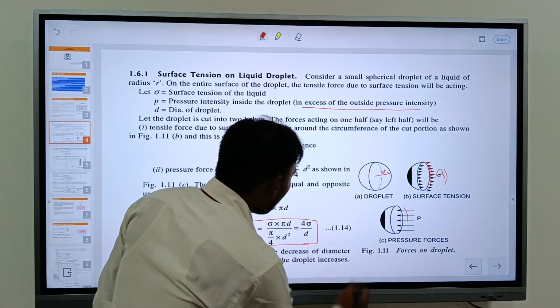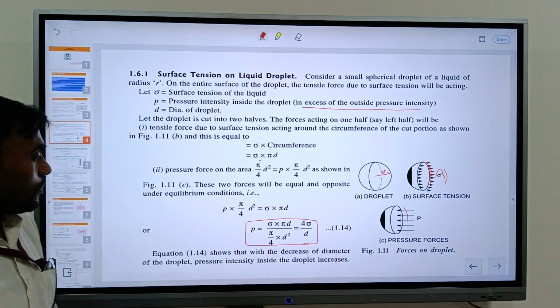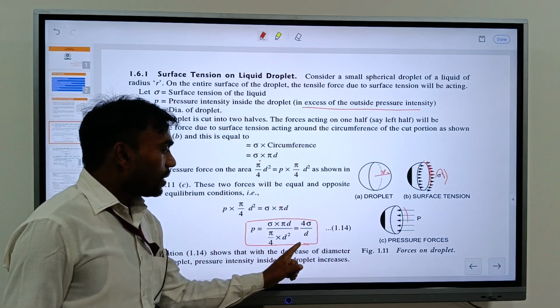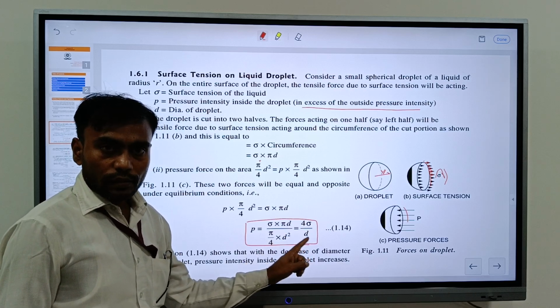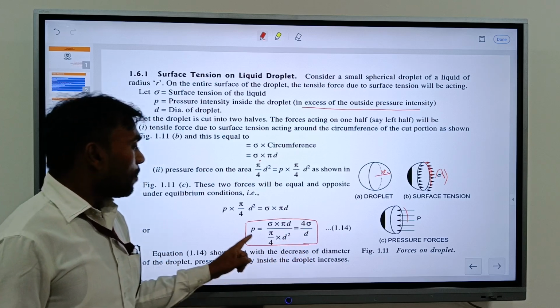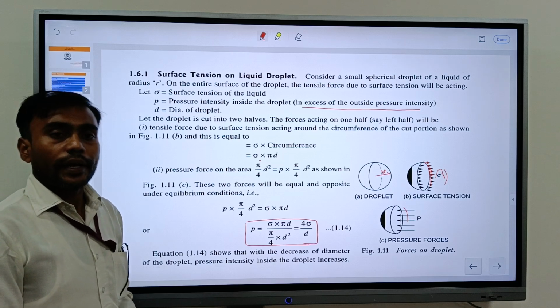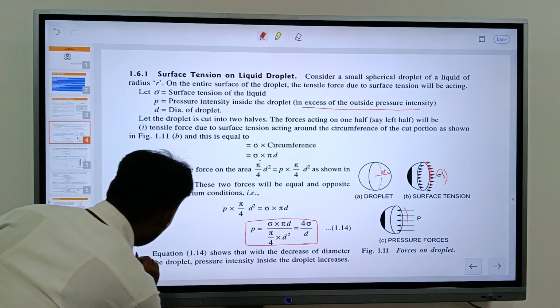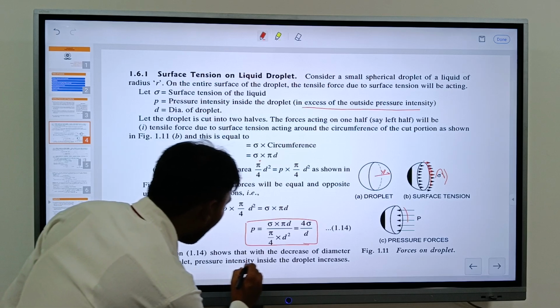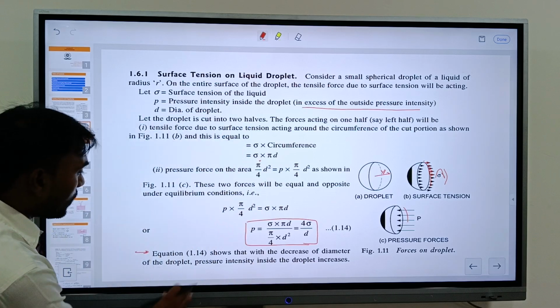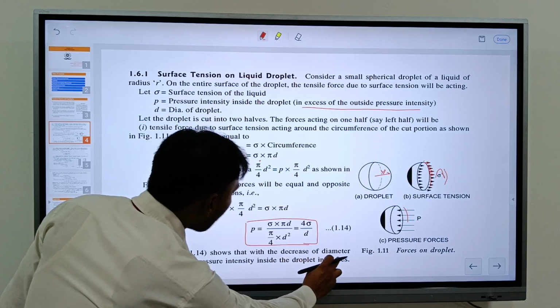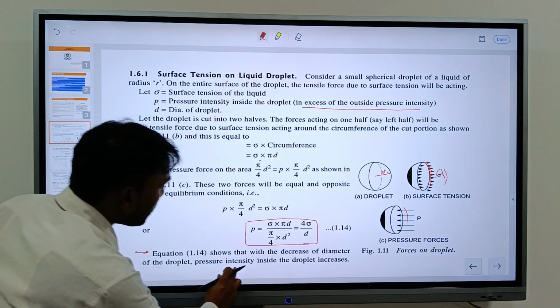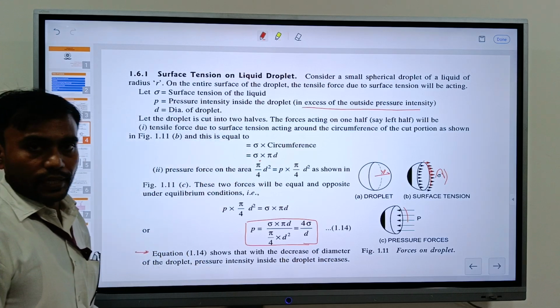Using this equation, one can easily guess that if the diameter of the droplet is smaller, then the pressure intensity will be greater. And this line also represents the same thing, that with the decrease of the diameter of the droplet, the pressure intensity inside the droplet increases.